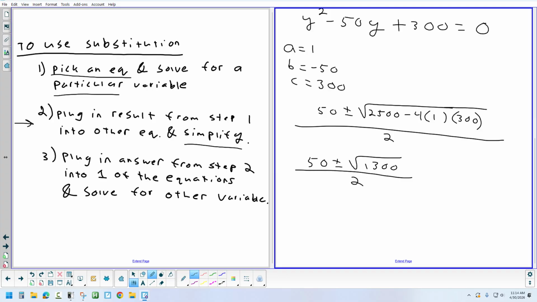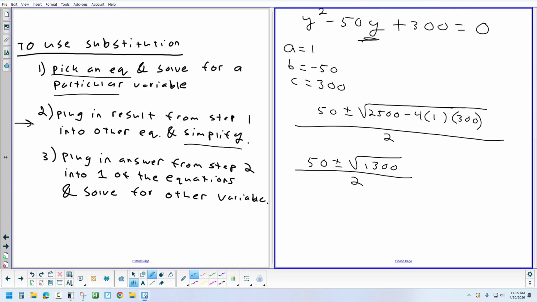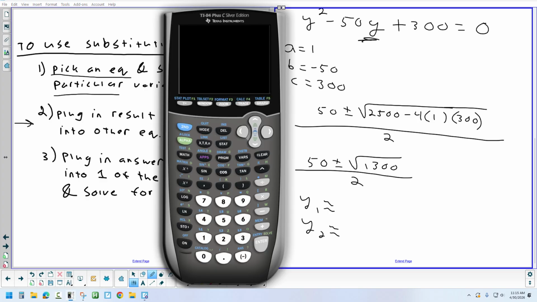So when we simplify that, how many answers do we get? 2. That's why there's a plus or a minus. So it's 2 answers. Okay. And remember what letter we're solving for. We are solving for y. Okay, so let's write down our 2 answers. They're going to be decimals. I'm going to round them to 3 decimal places.